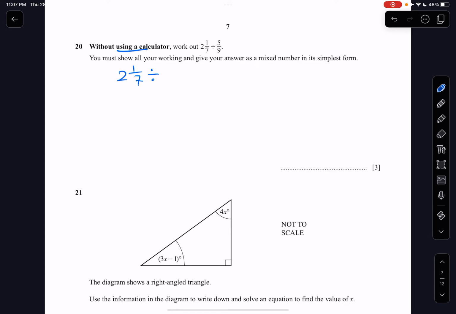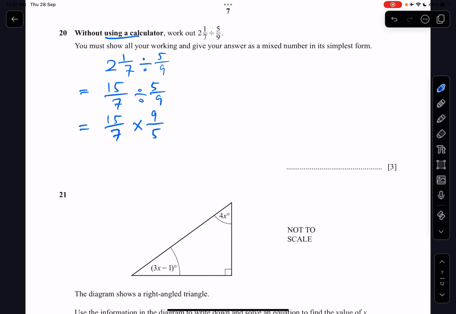1/7 divided by 5/9. It'll be easier if I use improper fraction, so let's change 15/7 divided by 5/9. So 15/7, now because I'm dividing a fraction, let's reciprocate it. So I change to multiplication. So to show all my working, so now I can actually cancel this. This will be 1, this will be 3. So now left with 3 times 9/7, which will be 27/7.